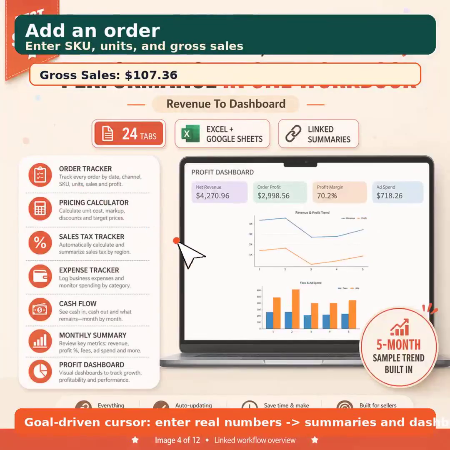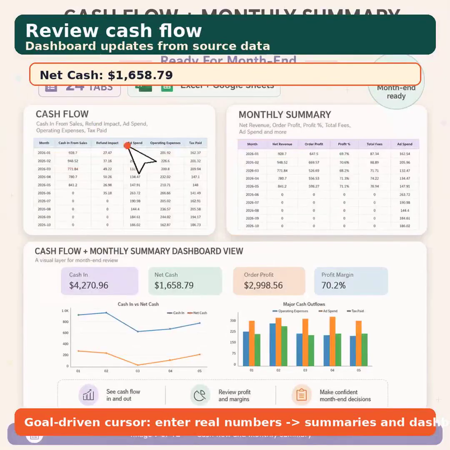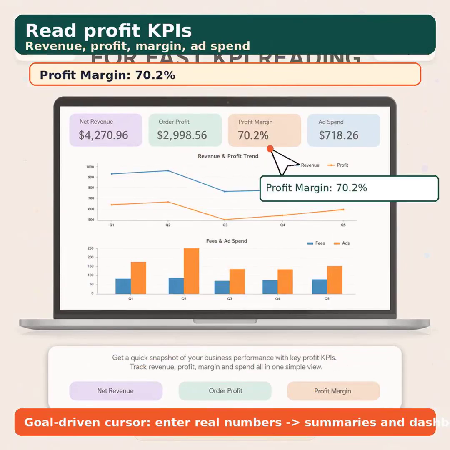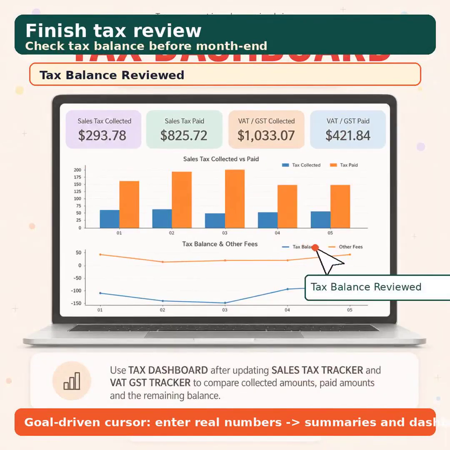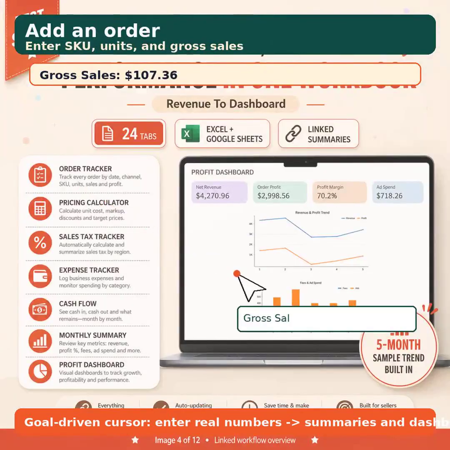billing terms. Next, open Service Catalog and add each service, standard rate, billing type, tax rate, active status, and notes. Open Invoice Register and use the next empty row.